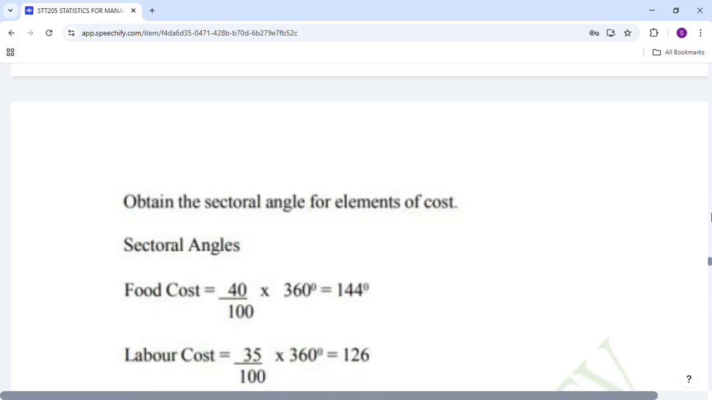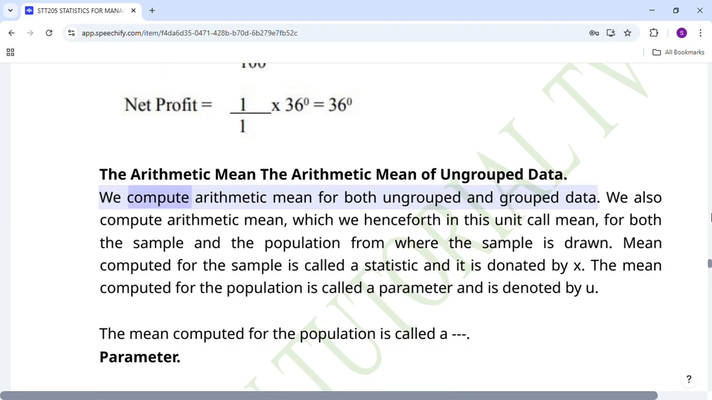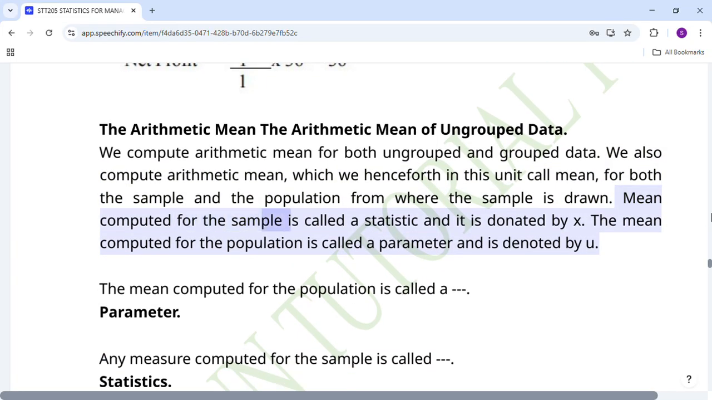The arithmetic mean of ungrouped data. We compute the arithmetic mean for both ungrouped and grouped data. We also compute the arithmetic mean, which we henceforth in this unit call mean, for both the sample and the population from where the sample is drawn. The mean computed for the sample is called a statistic and it is denoted by x̄. The mean computed for the population is called a parameter and is denoted by μ.